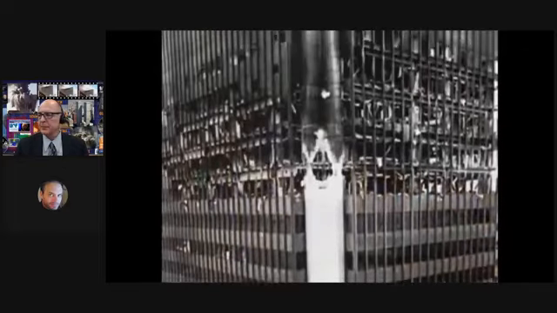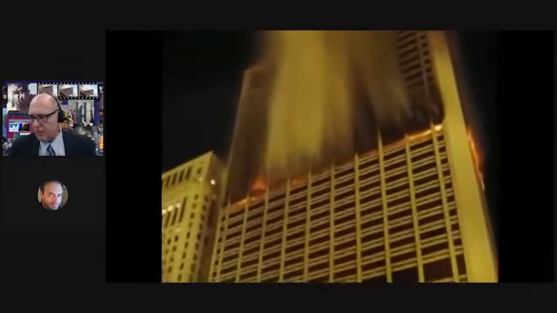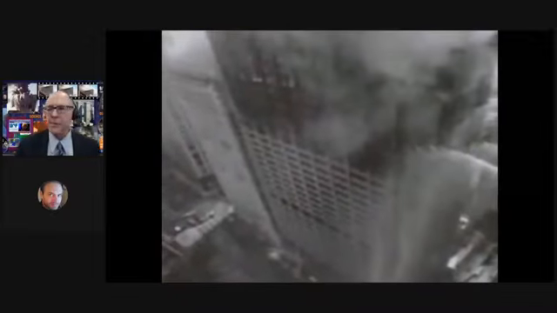May 4th, 1988, the First Interstate Bank, a 62-story building in Los Angeles, California, suffered a 3.5-hour fire which burned across 5 floors and caused an estimated $200 million of damage. It did not collapse. February 23rd, 1991, the One Meridian Plaza, a 38-story building in Philadelphia, suffered an 18-hour fire which burned across 8 floors. The fire caused an estimated $100 million worth of damage and 3 firefighters died fighting it. It was later described by officials as the most significant fire of the century.